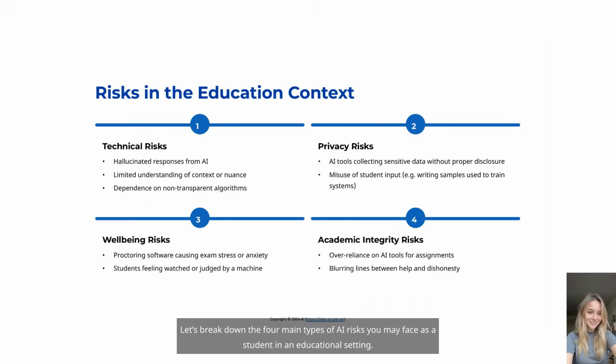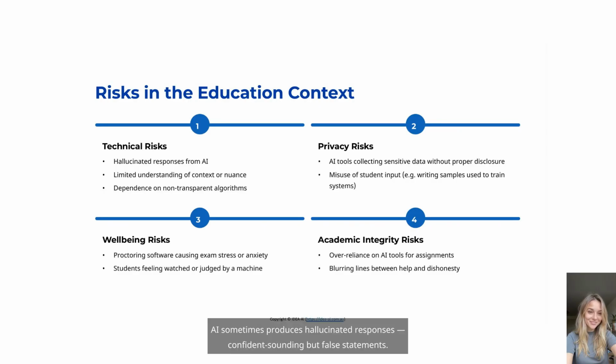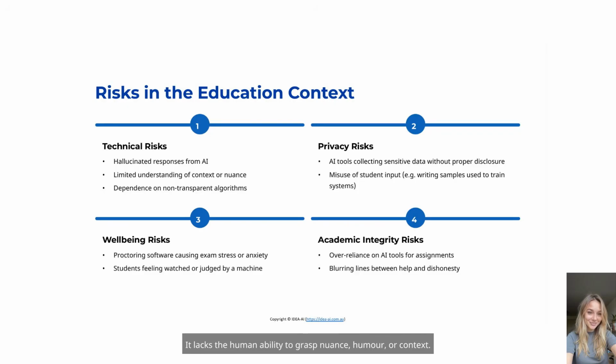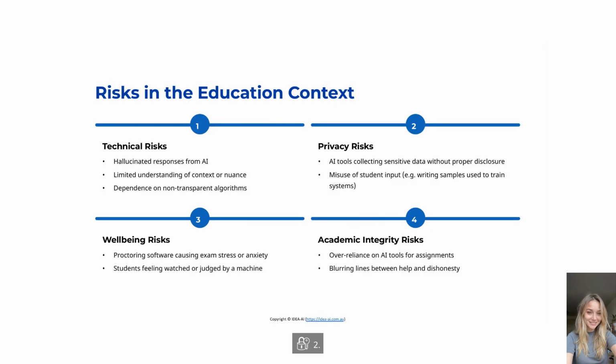Let's break down the 4 main types of AI risks you may face as a student in an educational setting. 1. Technical risks. AI sometimes produces hallucinated responses, confident-sounding but false statements. It lacks the human ability to grasp nuance, humor, or context. Worse, many AI tools are black box systems, meaning you can't see how they make decisions.